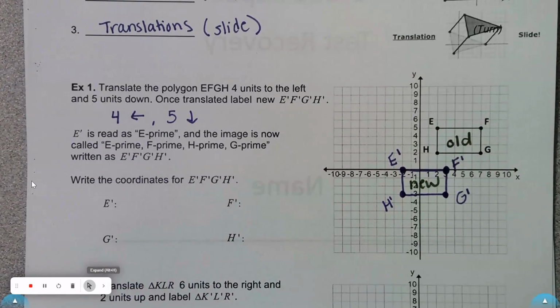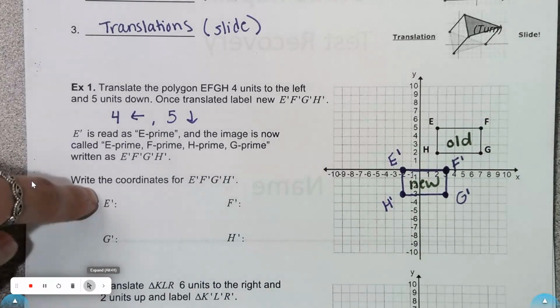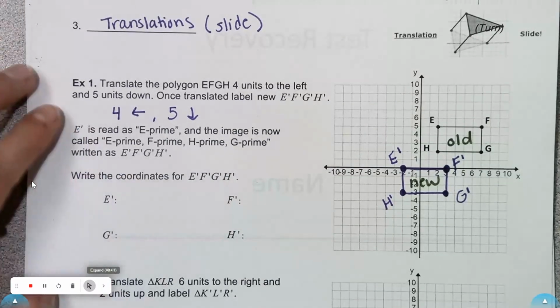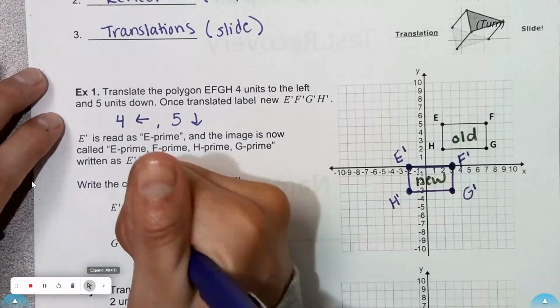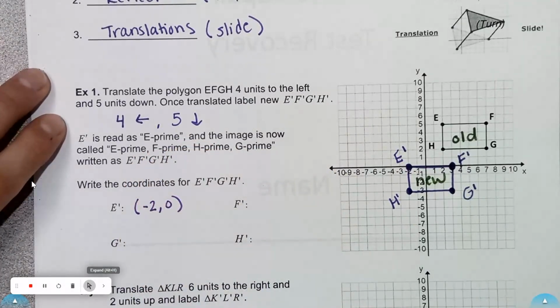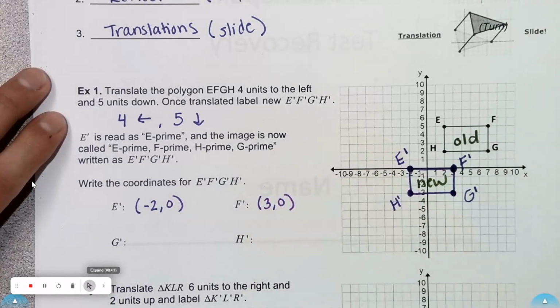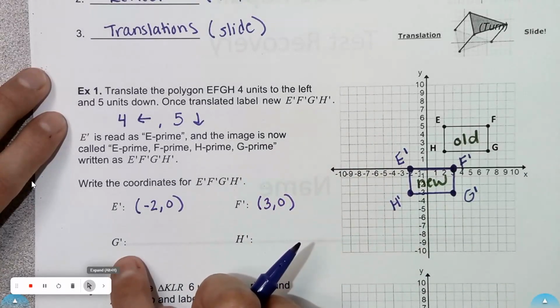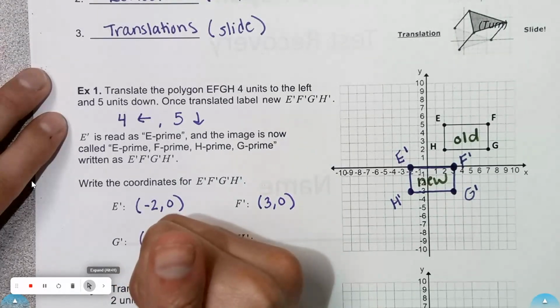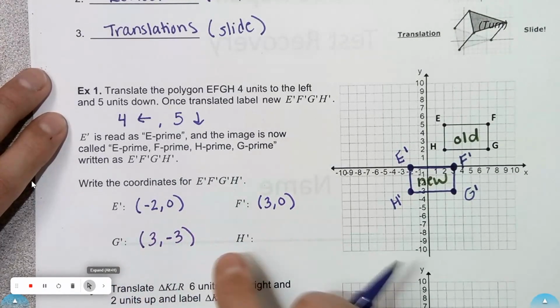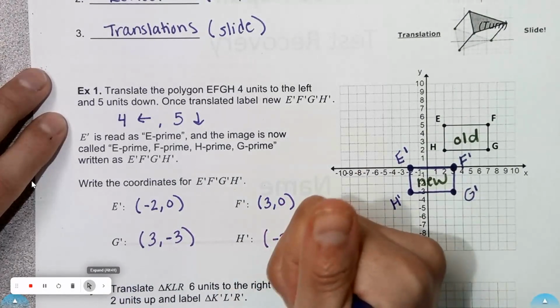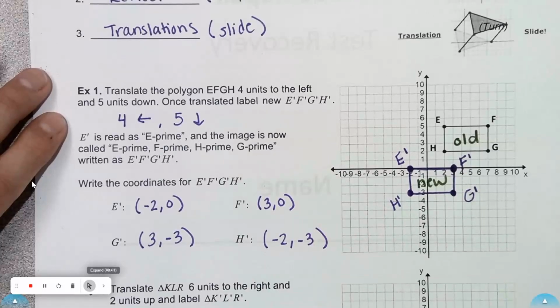What we're going to do now is write the coordinates for the new one, where it asks us for each dot. So E prime is now located at -2, 0. F prime is now located at 3, 0. G prime is now located at 3, -3. And H prime is now located at -2, -3. Okay, so just don't forget the little primes, little apostrophes, right? So when you retake your test, you want to make sure that you include the primes.